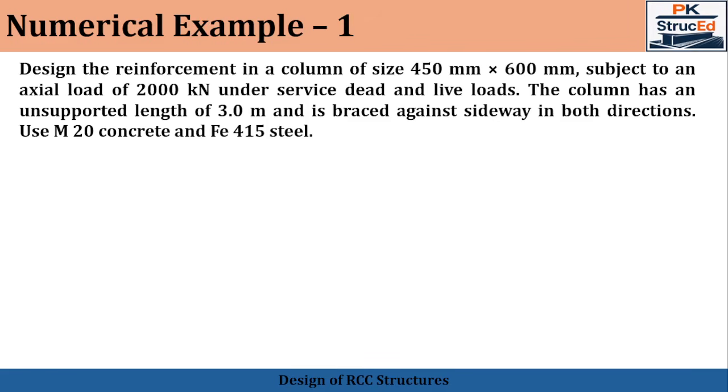Normally we will calculate the slenderness ratio about both the axes and check whether that value is less than 12 or not. Since the column has an unsupported length of 3 meter, the slenderness ratio will be calculated as 3 meter by 450 mm and 3 meter by 600 mm. In both cases, the slenderness ratio will be less than 12 and therefore this column will be designed as a short column.